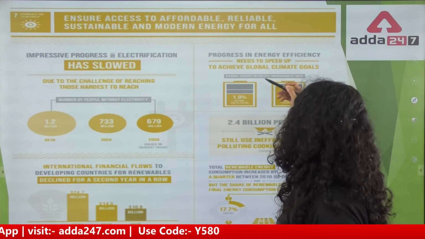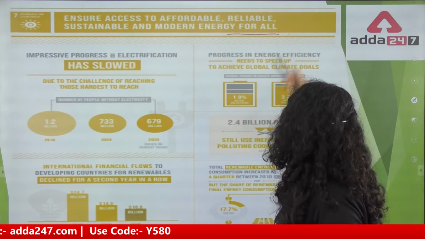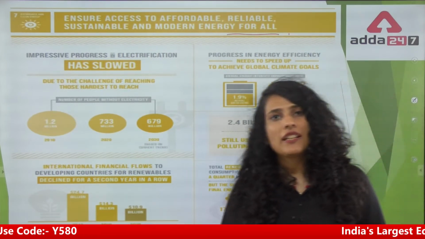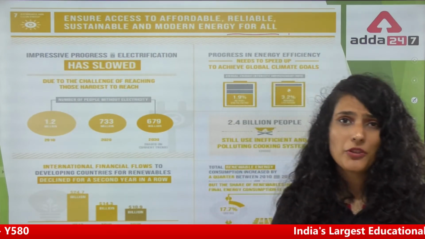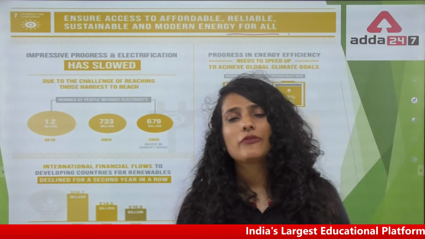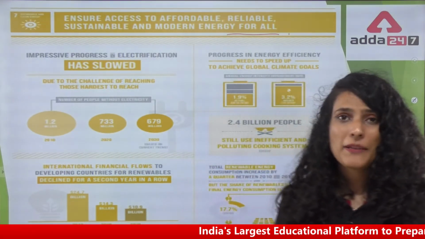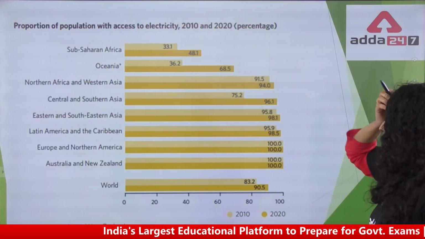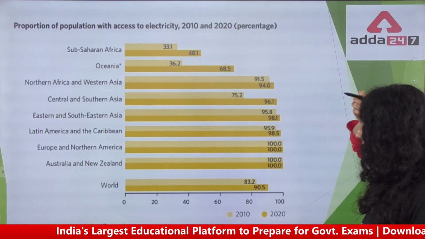Ensuring access to affordable, reliable, sustainable modern energy for all. So India has made a lot of progress in renewable energy, but other countries lag behind a lot, especially the least developed countries and African nations. Okay, you can see this from the chart itself.